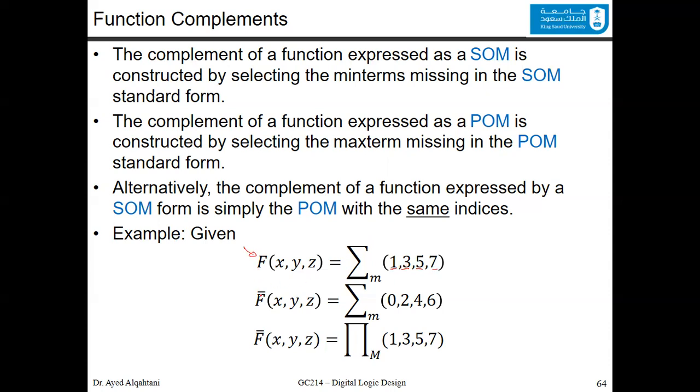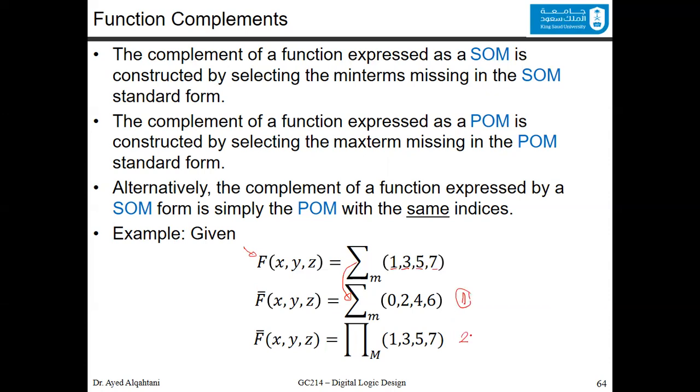To get the complement of F, either you use the same sum of minterms and you fill in the indexes that are not presented in the original function. So the indexes that were not presented, they are 0, 2, 4, and 6. That's one way to find the complement.